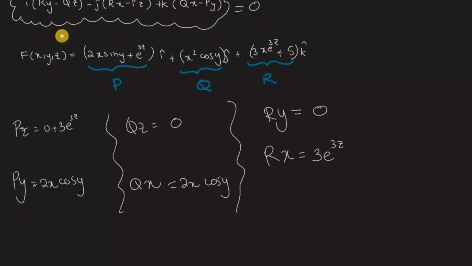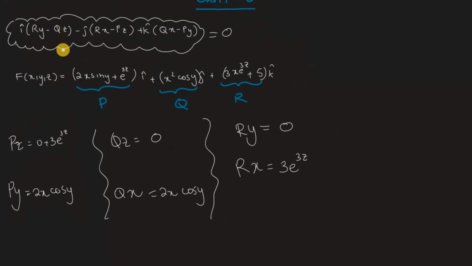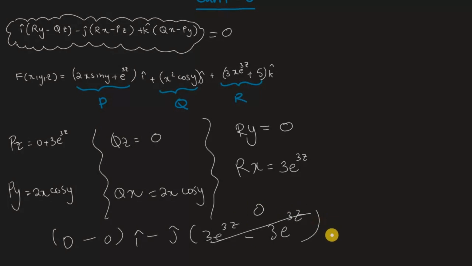So we have ry minus qz, right? We have ry, which is 0, minus qz. Where's the qz? qz is 0 as well. So we do have 0 i hat. Now let's see if we arrive at 0 or not. Then we have qx minus pz. We do have exactly the same thing, right? 3x minus 3x, so this is indeed equal to 0 as well.